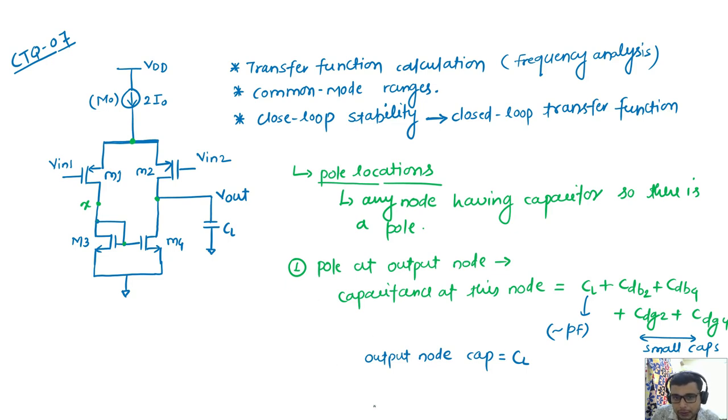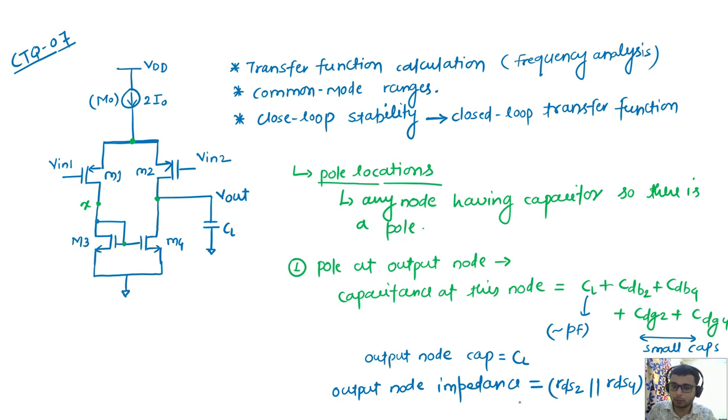What is the output impedance at this node? I am directly writing, not going exactly inside these expressions for the output impedance calculation, but everyone can see for this particular node what the impedance is. This is the drain to source resistor of M4 and the drain to source resistor of M2. So I will say RDS2 parallel RDS4. This is the impedance looking at the output node. I will call this Rout.